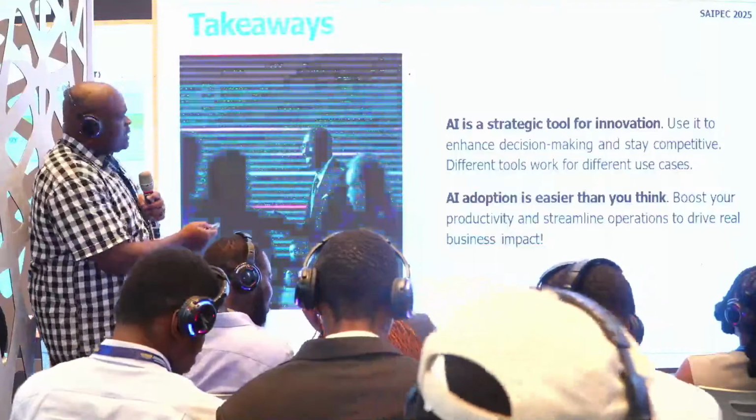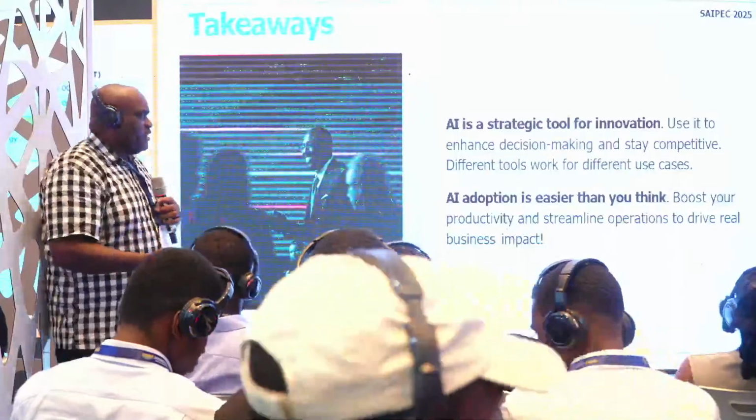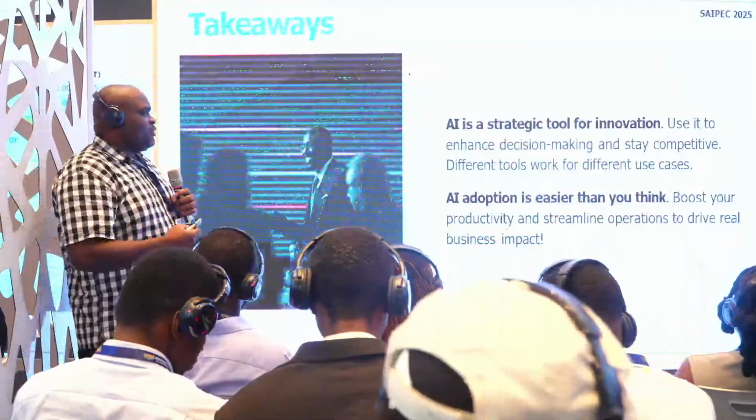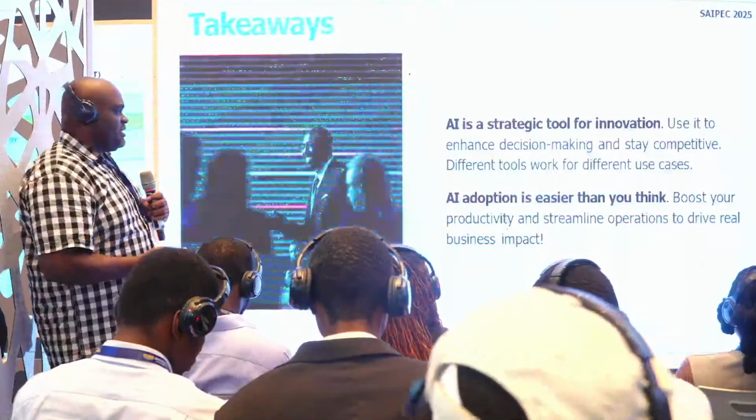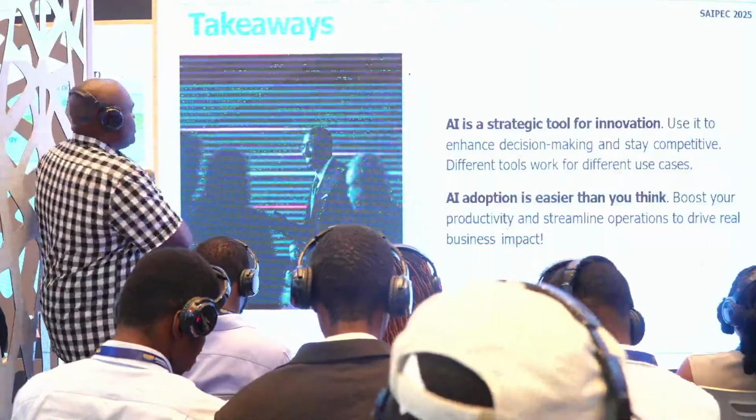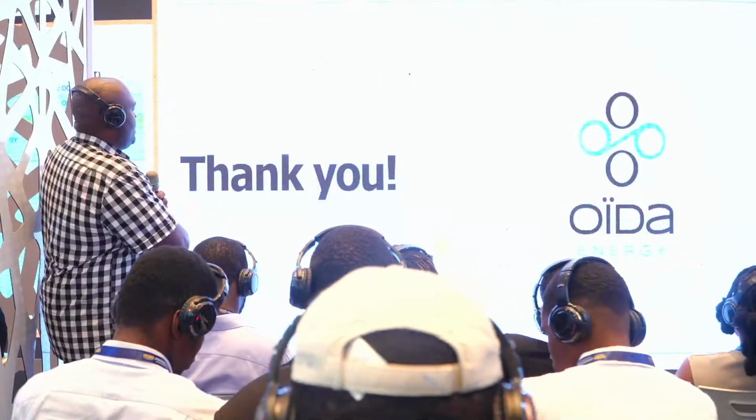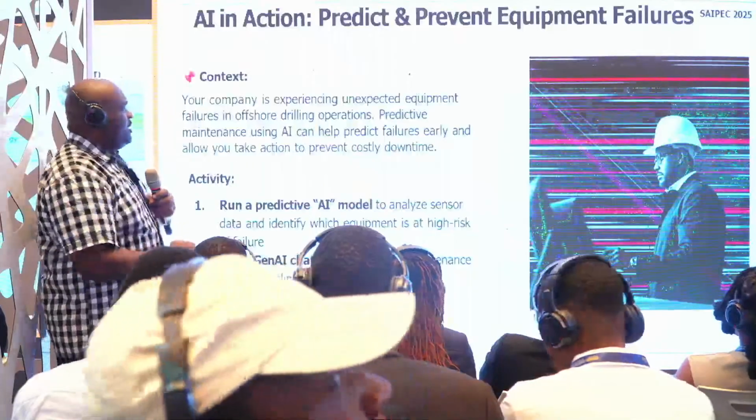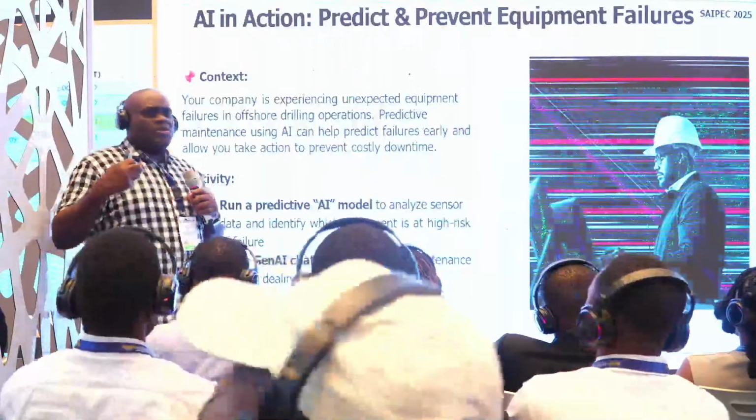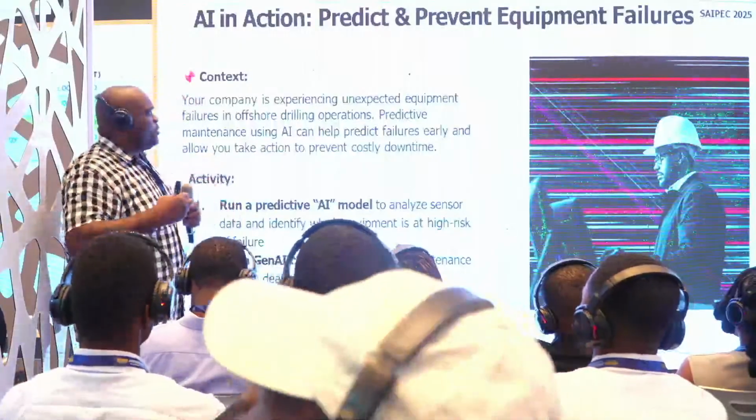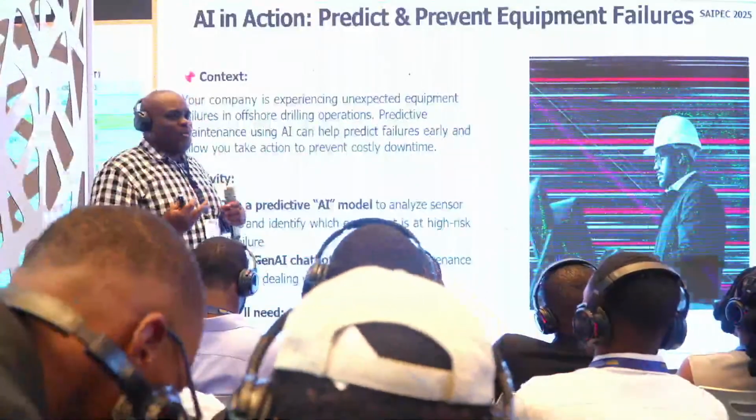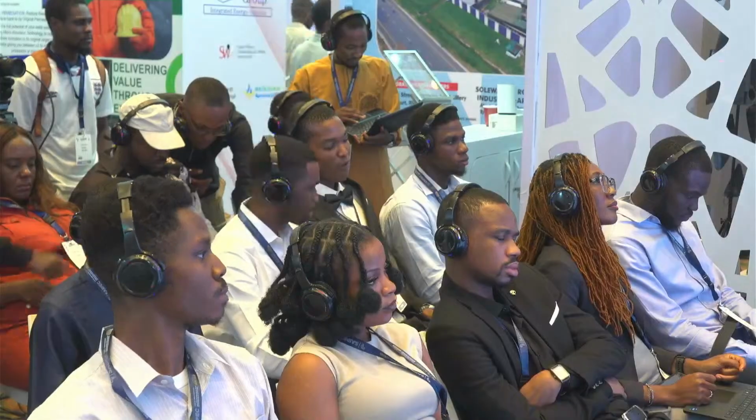So we have now understood that AI is a strategic tool for innovation. You can use it to enhance decision making and stay competitive, and different tools work for different use cases. Now let's go to the second part of this. You can actually use AI to develop predictive maintenance for failures. We're going to show a sample of this here.